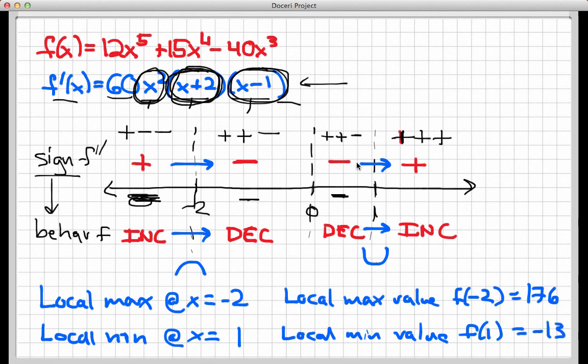So the use of the sign chart is just a handy way to organize the information about the sign of f prime, which you can then run through the first derivative test to find the local maximum and local minimum values of f.